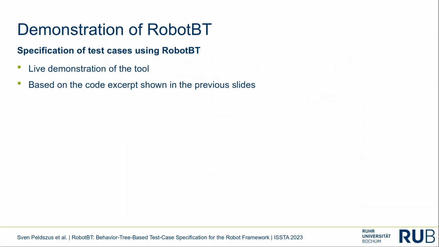In what follows, we'll give you a live demonstration of our tooling for specifying RobotBT test cases, so using behavior trees in our real tooling. And there we use the code excerpt that I already used on the previous slides as an example, and show you also some more details of this real-world test suite from G Data Cyber Defense.